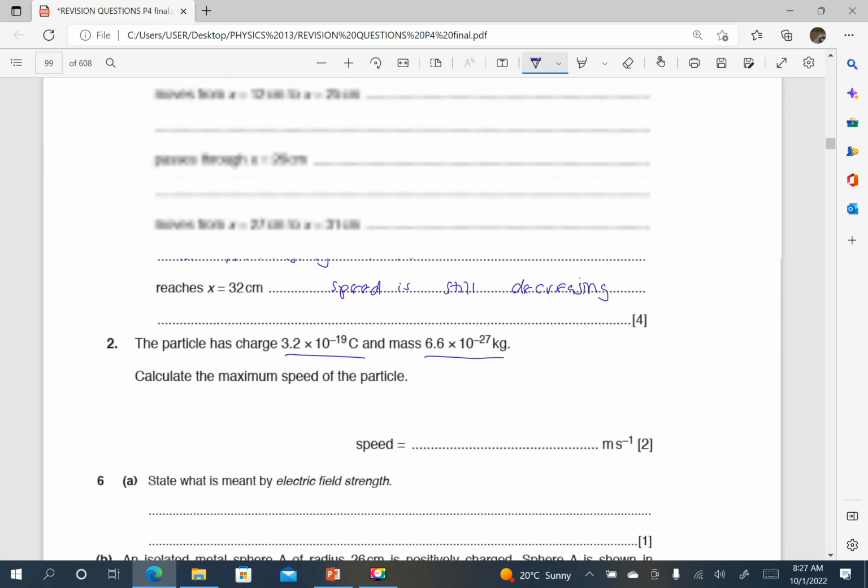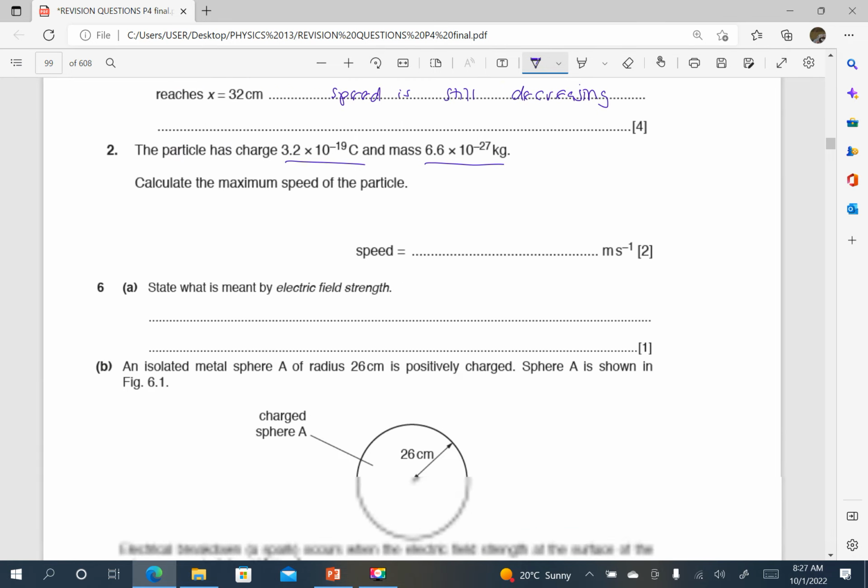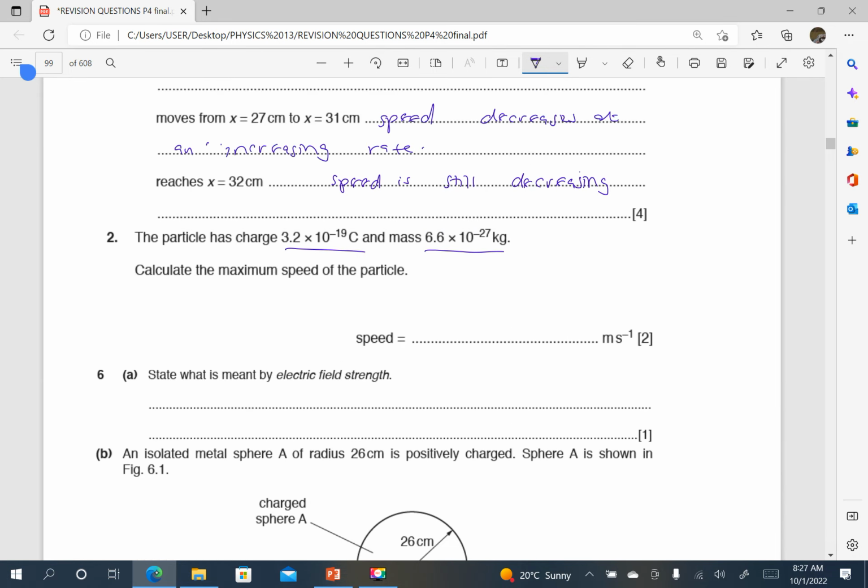So of course, as the particle moves from surface A to surface B, there is a change in energy, work is done. When it loses potential energy, it must be gaining kinetic energy. So that means the work done is going to be charge times the change in potential, which is going to be the same as a half mv squared. So we shall just substitute here.